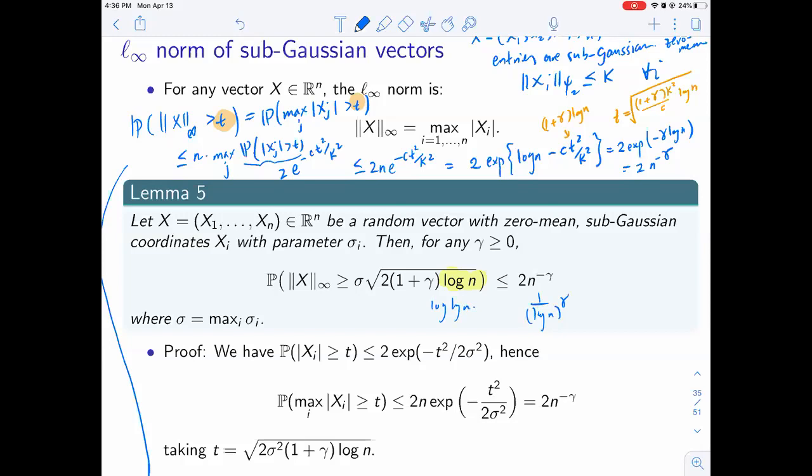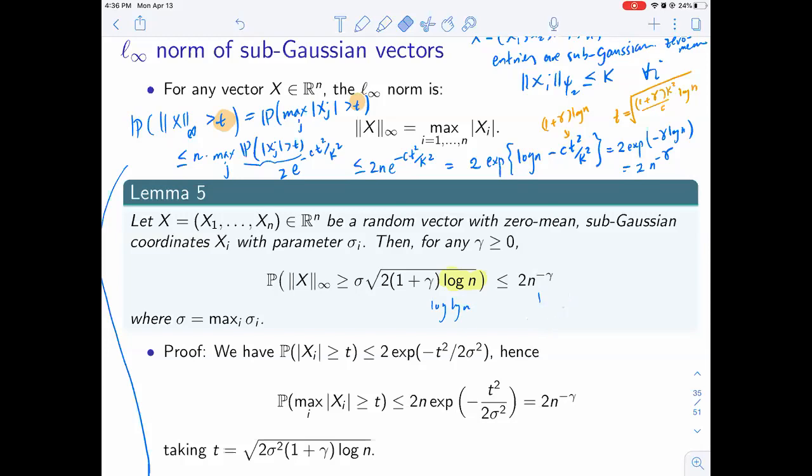Right, so if you plug in something like log n here, eventually log n is going to kill it. Yes, so it's not that obvious. True, think about this. Yeah, true.